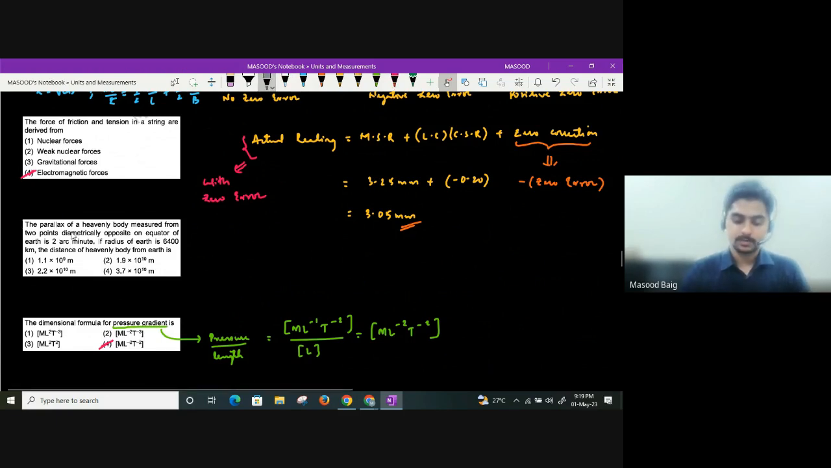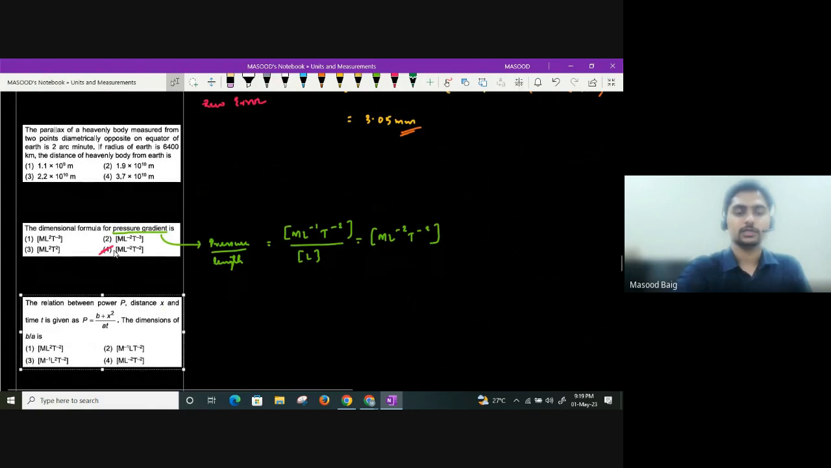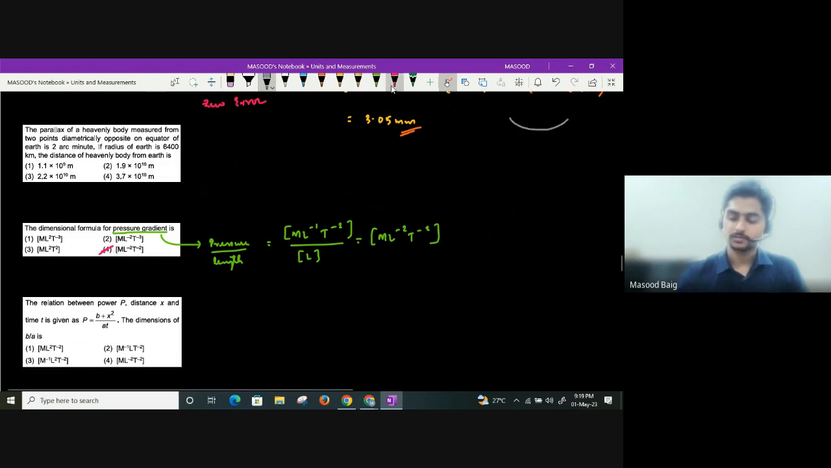Okay. The parallax of a heavenly body measured from 2 points diametrically opposite on the equator of Earth is 2 arc minutes. What will be the distance of the heavenly body from the Earth if the radius of Earth is 6,400 kilometers? Again, it comes under measurement of length, guys. In order to measure a certain object, here we have a planet, and we are trying to measure it from 2 points on the equator of the Earth.